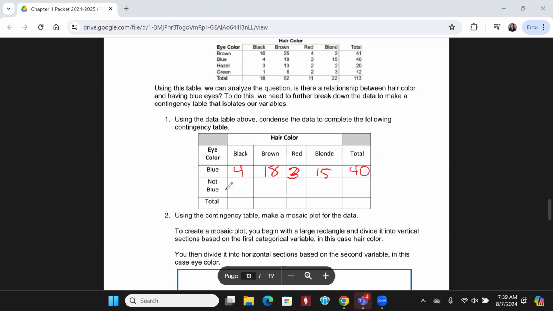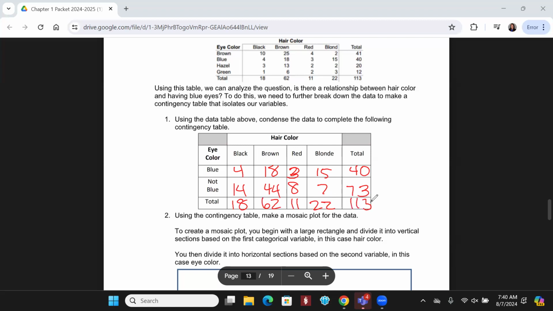Okay. All right. What about not blue and black hair? So anything. 14. Okay. What about brown hair but not blue? Okay. What about red hair but not blue? What about blonde hair but not blue? And then total. Okay. Remember, we want to total all of the columns as well. So that's going to be 18, 62, 11, 22, 113.